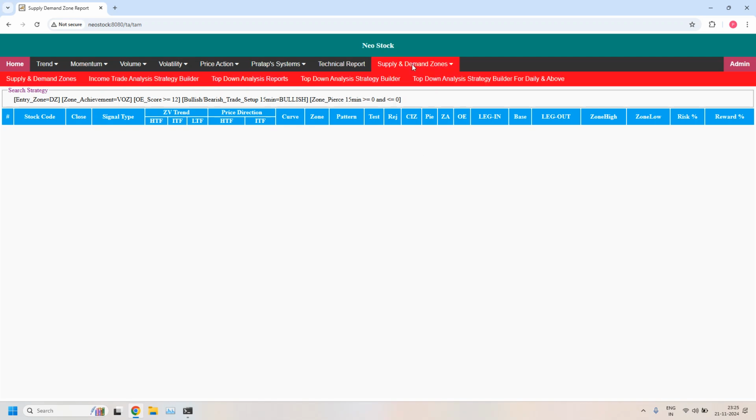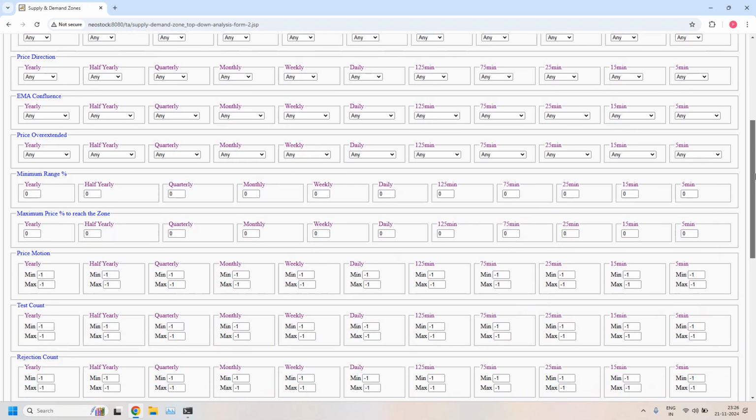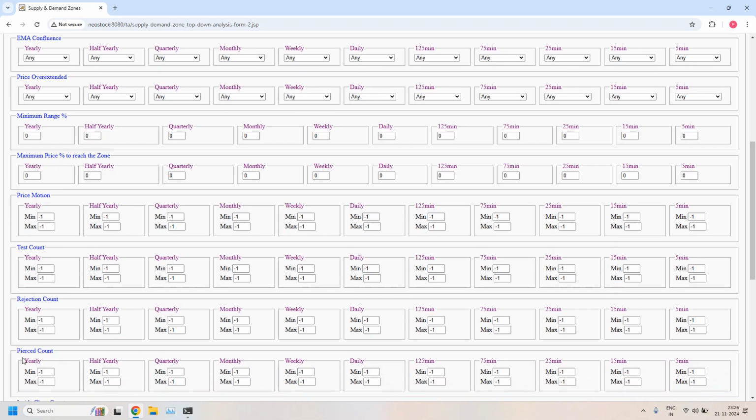Okay, next bearish trade setup for daily income trade. Entry time frame is 15 minutes. Entry zone is supply zone. In bullish or bearish trade setup, at 15 minutes time frame, I am selecting bearish. These 15 minute supply zones should not be pierced. So in the pierced count, at 15 minutes time frame, I am selecting minimum value 0, maximum value 0.